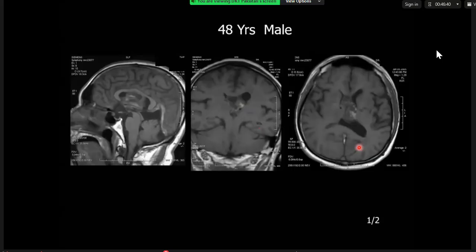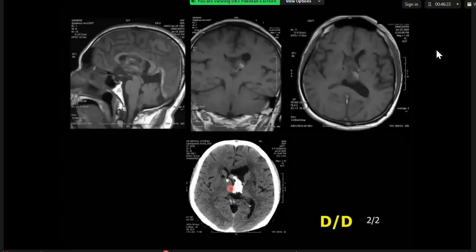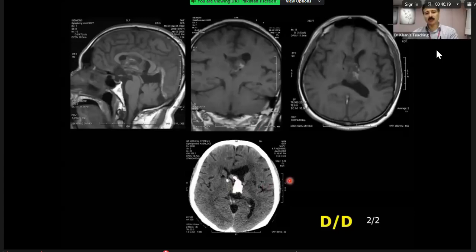So bright on T1 is fat, melanin, mucin, blood. Those are the four I know of. Okay, so the idea was, do you see the CT scan? Yeah. So what is the answer now? Calcification. Okay.